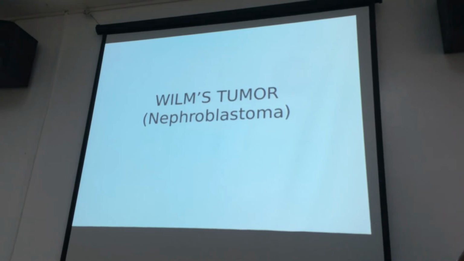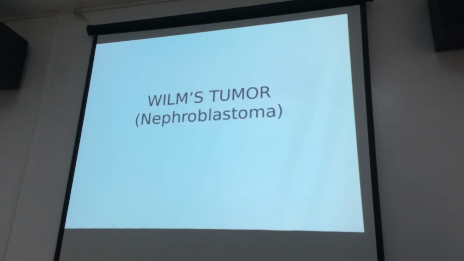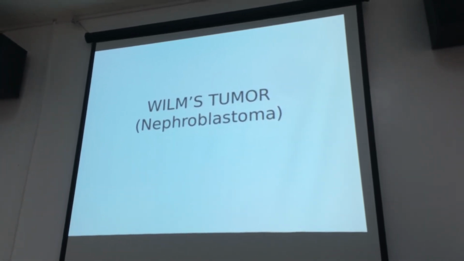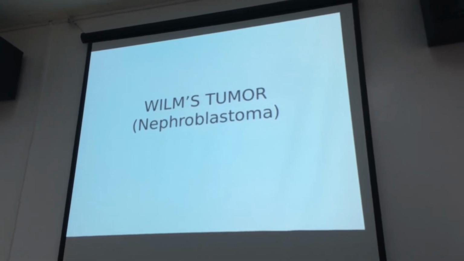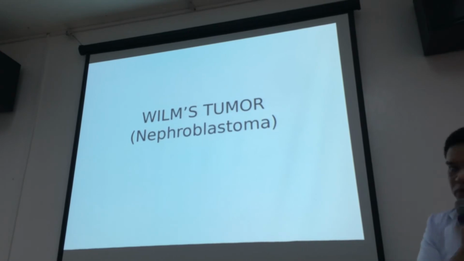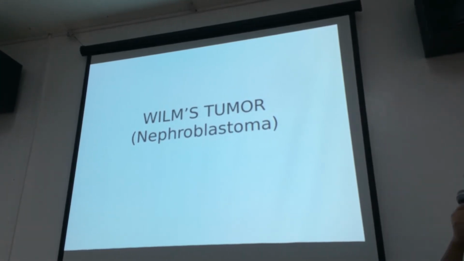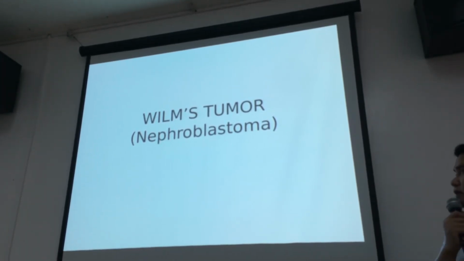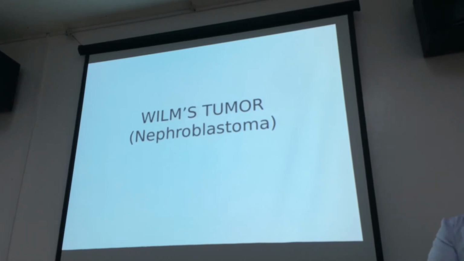Then you have Wilms tumor or your nephroblastoma. Your Wilms tumor is the most common renal malignancy among the pediatric population, particularly among children aged 2 years old to 5 years old. So this is the most common.